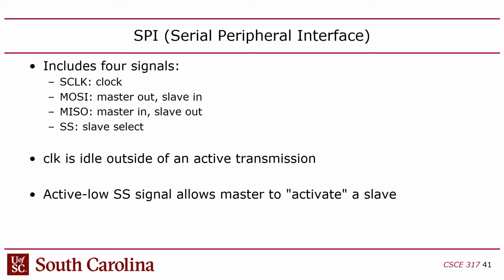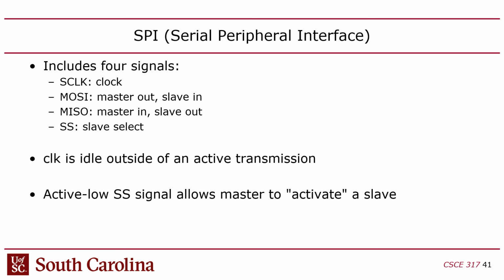Now, outside of active transmissions, the clock is idle. The clock doesn't toggle. Well, why is that? Don't know. I think it's to save power. Like if you're not transferring bits, why toggle the clock? I guess that's the idea there, right? So unless you've got an active communication, the clock is just a flat line, right?